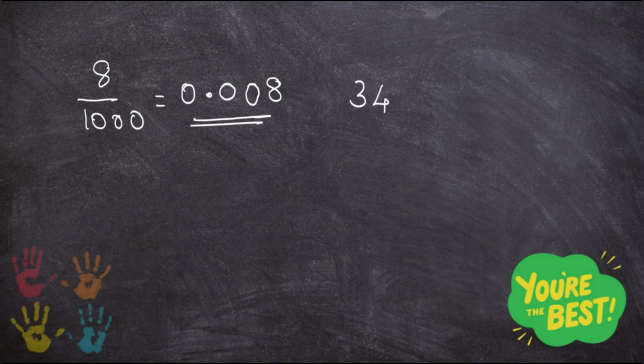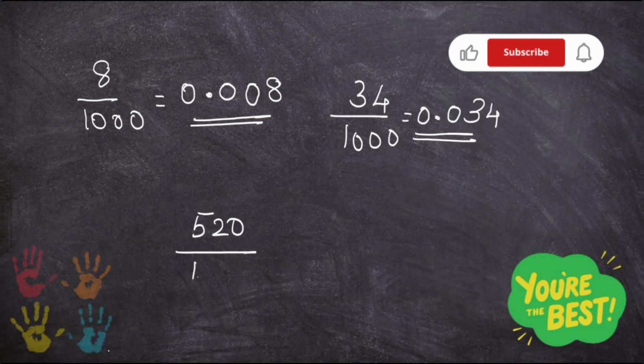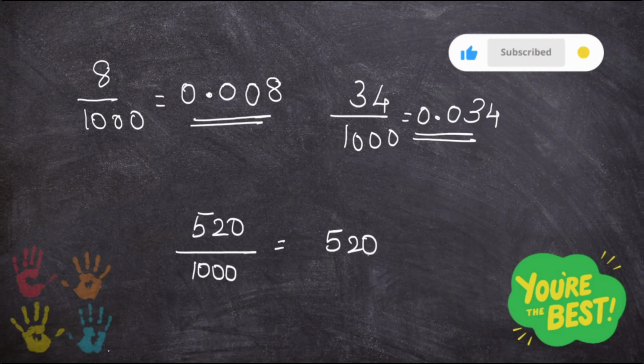Now you can try this one quickly with me. 34 I wrote, 3 zeros. So 3 digits should be skipped, 1, 2, one more is missing, 0.0. And one last for the day, 520 upon 1000. So 520 I wrote, 3 zeros, 3 digits should be skipped, 1, 2, 3, and then the point and 0. Answer is 0.520.